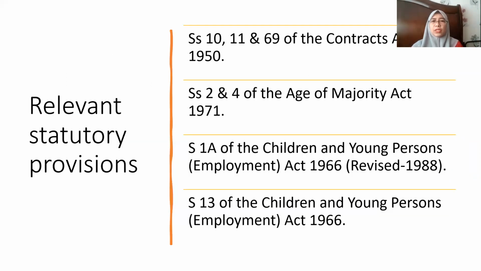As far as our topic is concerned, there are a few statutory provisions that we are going to refer to. We started with sections 10 and 11. We haven't gone to section 69 yet. Then we are going to look at section 2 and section 4 of the Age of Majority Act 1971, and another act, the Young Persons Employment Act 1966, revised 1988, specifically section 1A and section 13. All these acts will be discussed at the relevant part of our discussion.